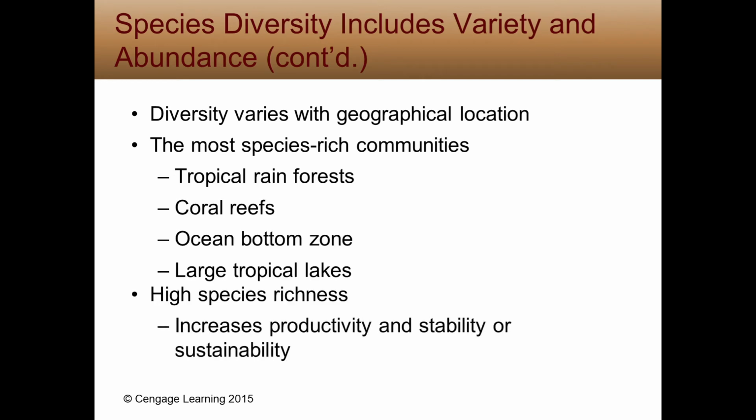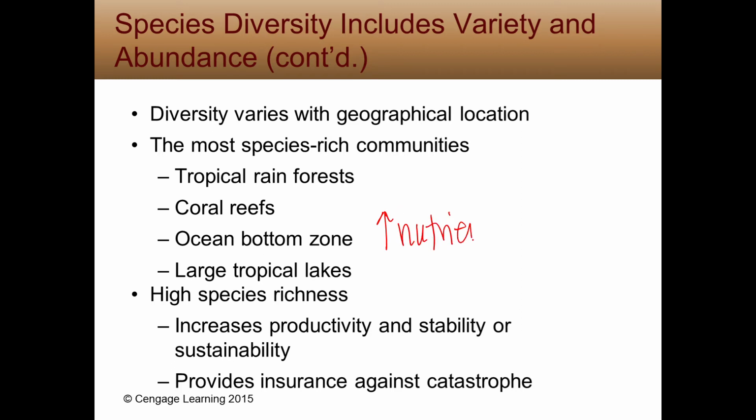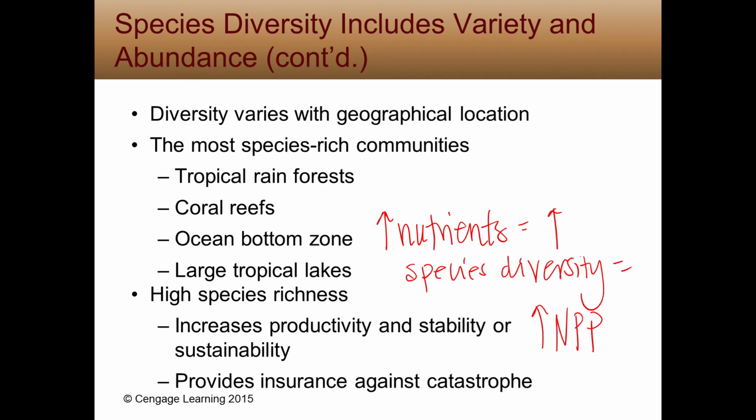There you go. So diversity varies with distance from the equator and distance from sea level. That's latitude, that's altitude. We learned that when we learned about biomes. We mentioned some of these species-rich communities. Tropical rainforest, coral reefs. You know that ocean bottoms are high in nutrients. So they're going to be high in species diversity, and then also high in net primary productivity. That all goes together. Okay, we should be connecting dots.